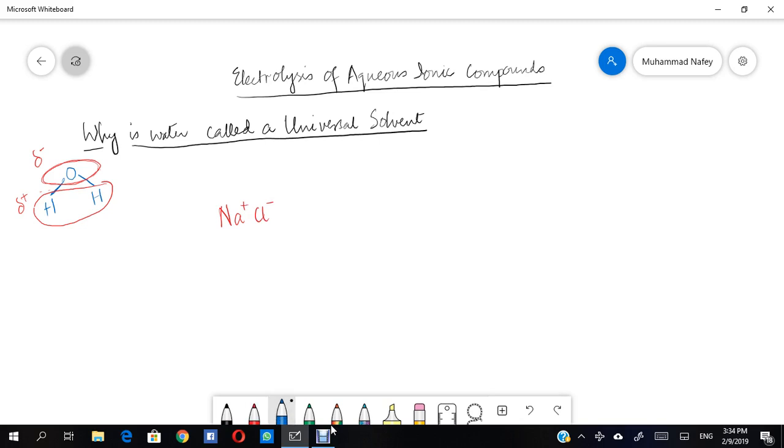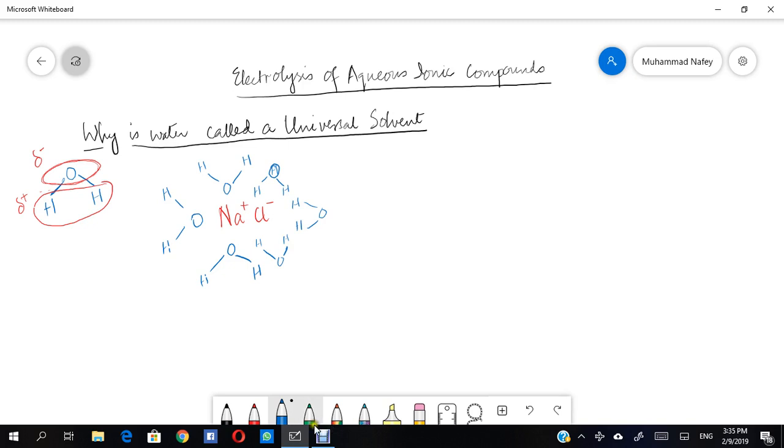And now I'll draw the orientation of water molecules. Since the sodium ion is a positively charged ion, we can have a water molecule here, a water molecule here, a water molecule here, a water molecule here, another water molecule here, and a water molecule here.